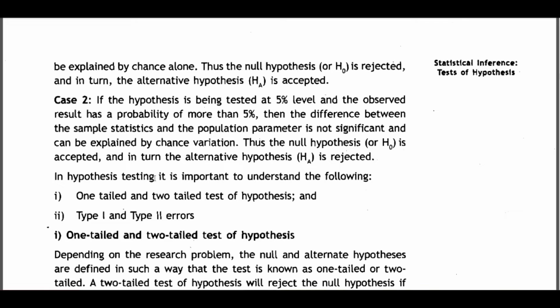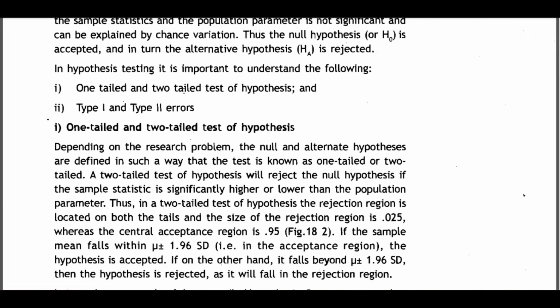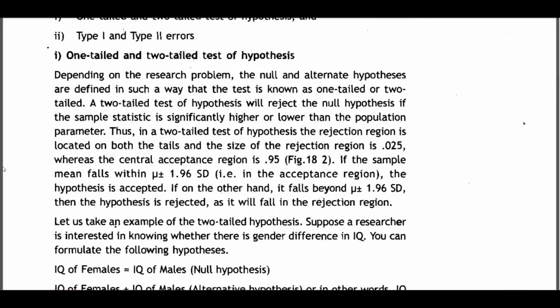In hypothesis testing, it is important to understand the following: one-tailed and two-tailed tests of hypothesis, and type 1 and type 2 errors. One-tailed and two-tailed tests of hypothesis. Depending upon the research problem, the null and alternative hypotheses are defined in such a way that the test is known as one-tailed or two-tailed.